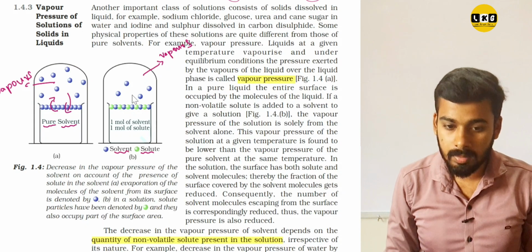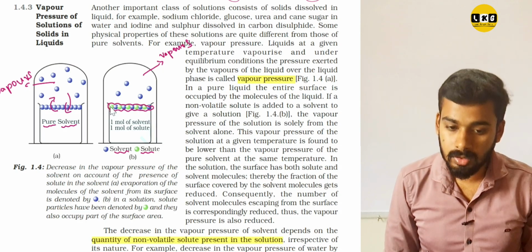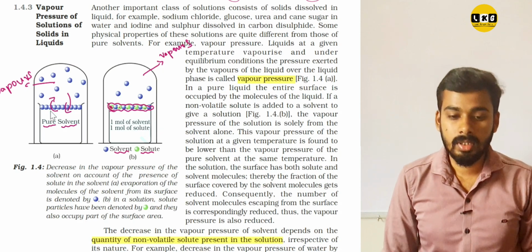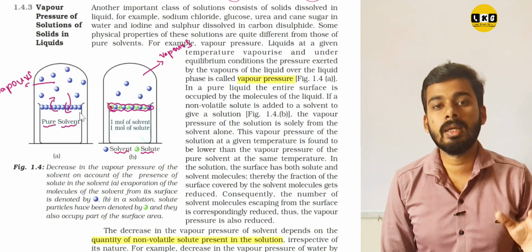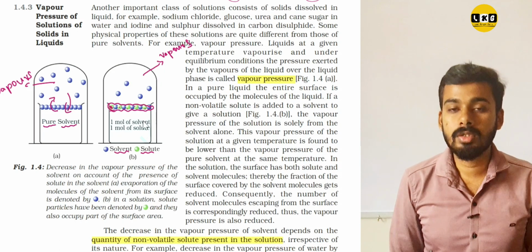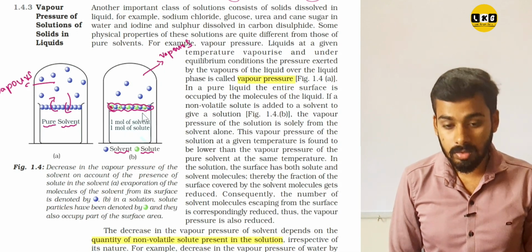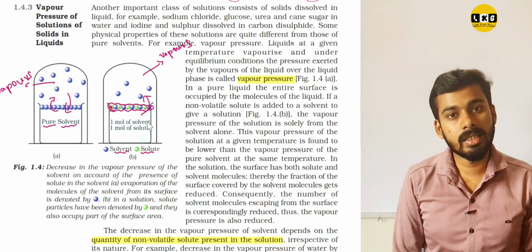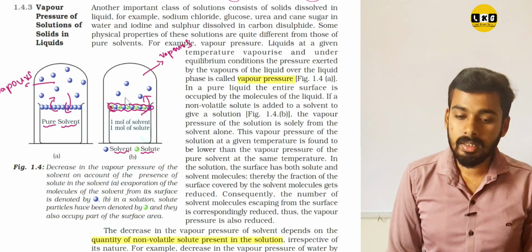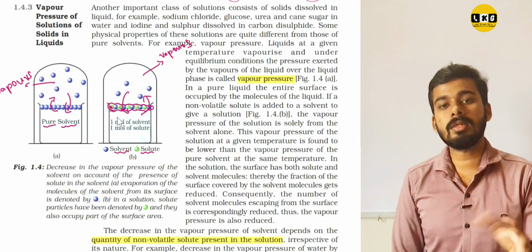But here what happens, since our surface is covered not only with the solvent but also with the solute, the green color is the solute particles. On the surface only one type of liquid particles is there, but above the surface there is a mixture, both solute and solvent particles. Therefore the number of solvent molecules going into the vapor phase will decrease, and similarly the number of vapor particles coming back into the solution will also decrease.